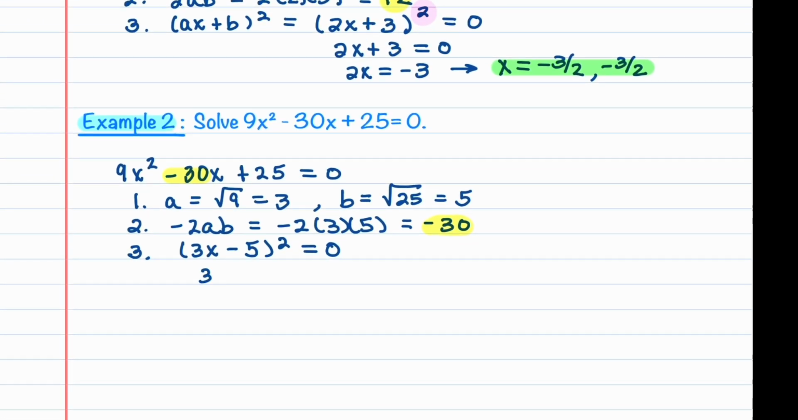This is just solving 3x minus 5 is equal to 0. We'll add 5 to both sides, and we'll get 3x is equal to 5. Then we'll divide both sides by 3, and we'll get x is equal to 5/3. And don't forget, because we have a squared term, we're going to get 2 roots. So we're going to say 5/3, comma, 5/3. And that's our final answer.